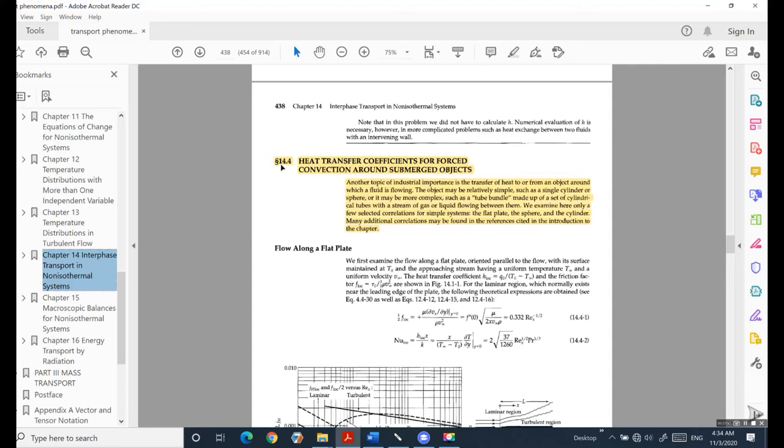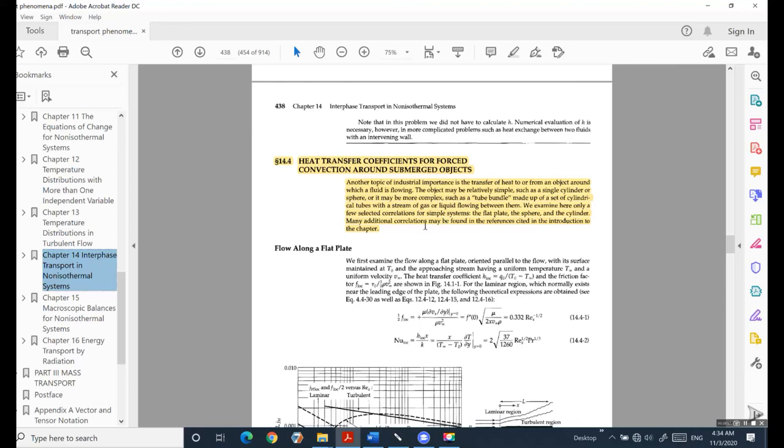And the second type is the heat transfer coefficient for forced convection around a submerged object. Another topic of interest, really important, is the transfer of heat to or from an object around which fluid is flowing. The object may be relatively simple, such as a single cylinder or sphere, or it may be more complex, such as a tube bundle made of a set of cylindrical tubes with a stream of gas or liquid flowing between them. But the book examines only a few selected correlations for simple systems.